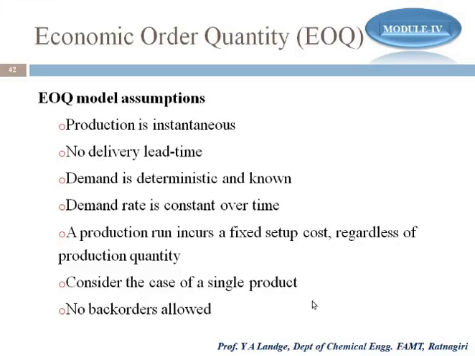Consider the case of a single product. Many times we consider this EOQ model for a single product. Though we can consider different products, it is better to use this model for one single product. And no back orders allowed. So here we are not saying to back order the raw material, or that the product is not sold. No, that is not the case. So we call it an ideal case.